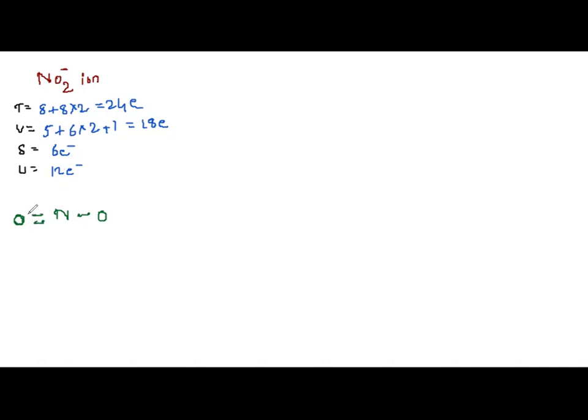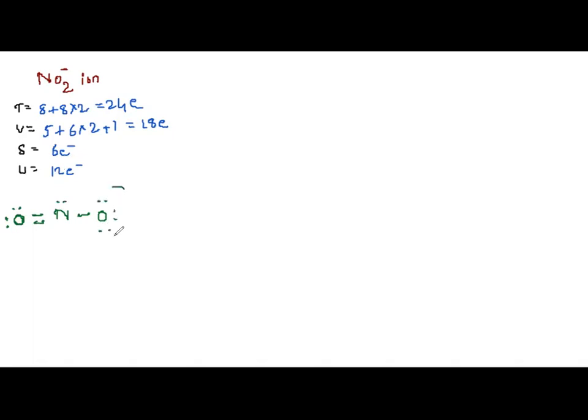Each atom should have an octet. So here 4. How many more? 1, 2. So oxygen has completed its octet. Okay. 2, 4, 6. So 6 are there. One more. So nitrogen will have 1 lone pair. Here there are 2. So 3, 4, 5, 6, 7, 8.